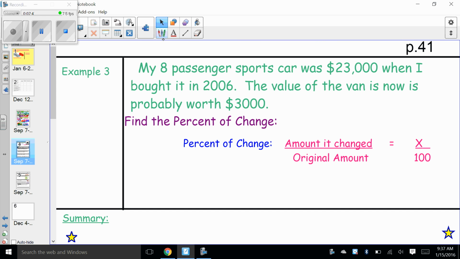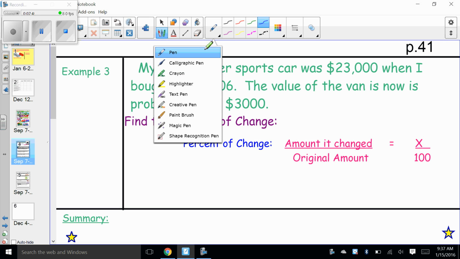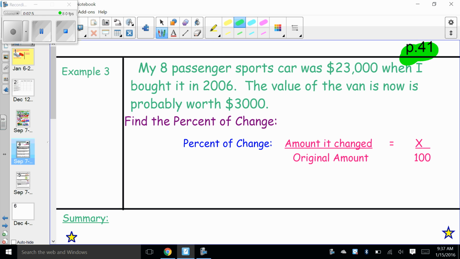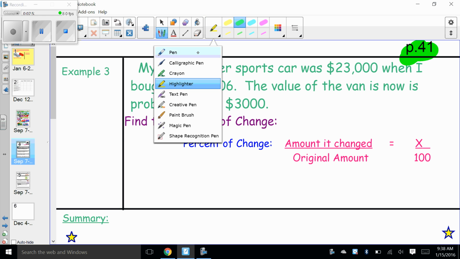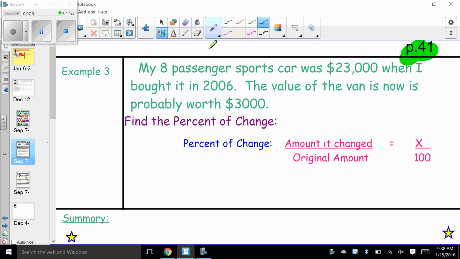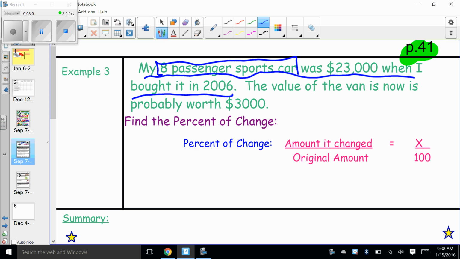Okay, 7th grade, meet me on page 41. Everybody should be on page 41 now. And we're going to go ahead and solve this first problem. It says, my 8-passenger sports car was $23,000 when I bought it in 2006. Now, I call it an 8-passenger sports car. You might think of it as a minivan, but it was not a minivan in my world. The value of the van is now probably worth $3,000.